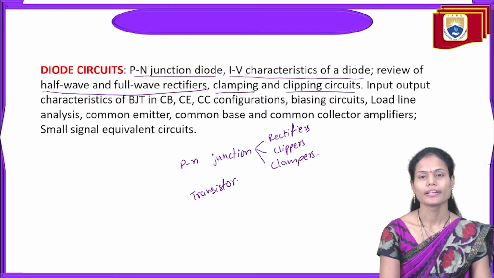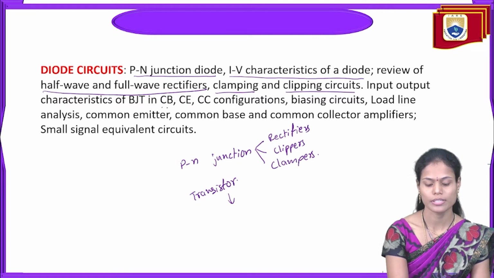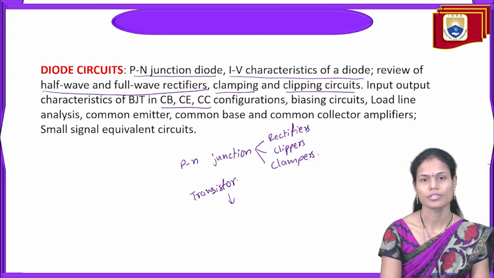And coming to the transistor, in this we are going to discuss what is meant by a transistor, why we are moving from the diode to the transistor, what the disadvantages of the diode are and how we overcome those disadvantages in the case of the transistor, and the different input as well as output characteristics of the transistor in different configurations, that is CB, CE and CC configurations.